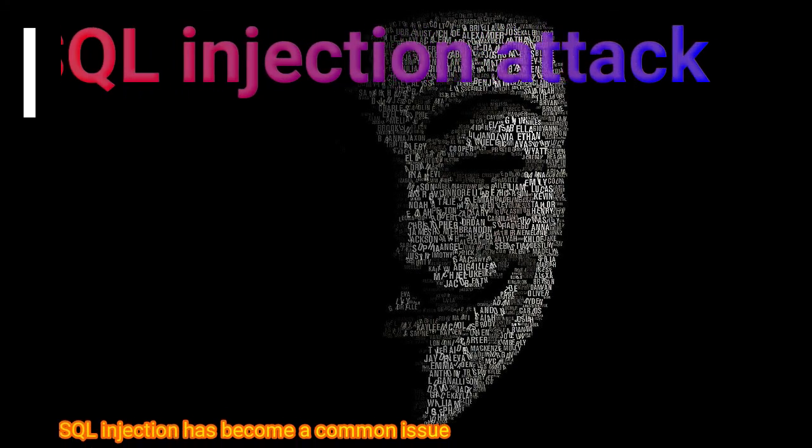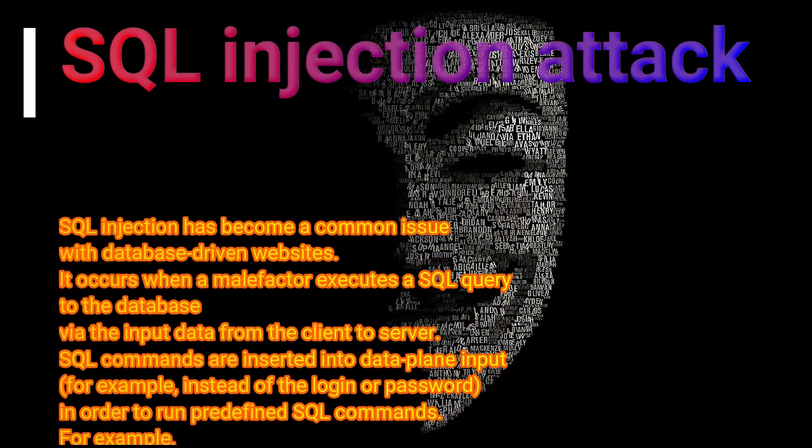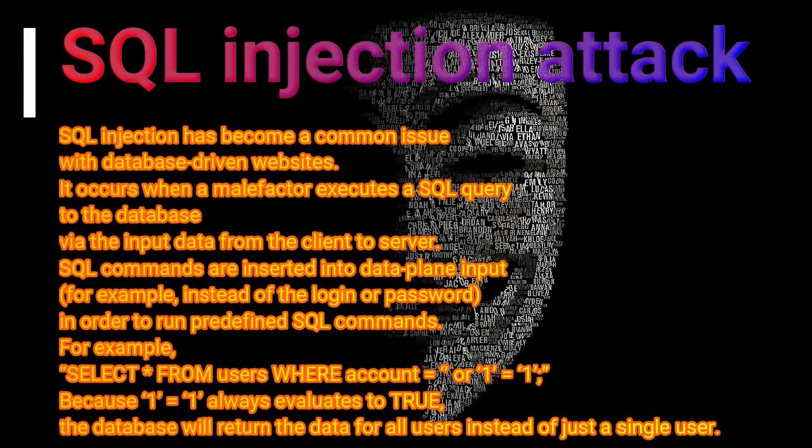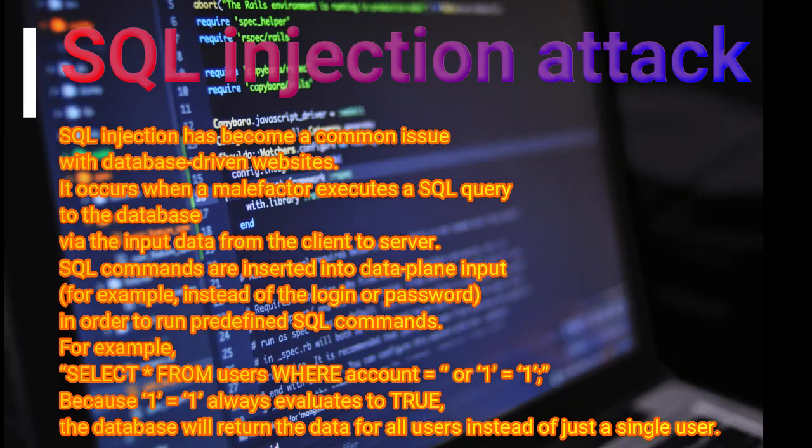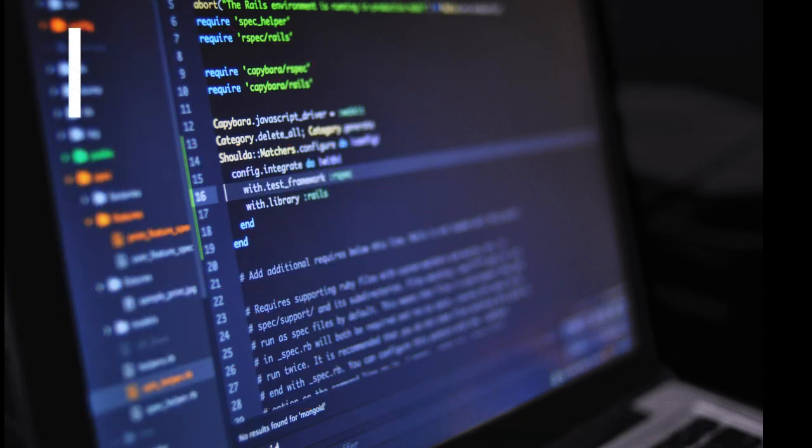6. SQL injection attack. SQL injection has become a common issue with database-driven websites. It occurs when a malefactor executes a SQL query to the database via the input data from the client to server. SQL commands are inserted into data-plane input, for example, instead of the login or password, in order to run predefined SQL commands. A successful SQL injection exploit can read sensitive data from the database, modify, insert, update, or delete database data, execute administration operations such as shutdown on the database, recover the content of a given file, and, in some cases, issue commands to the operating system.